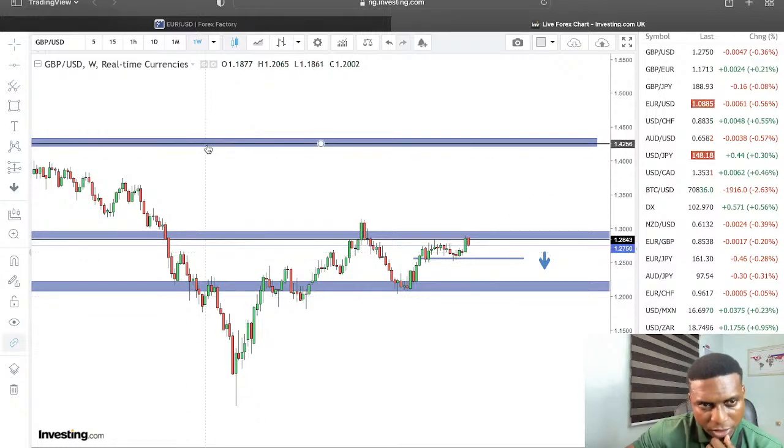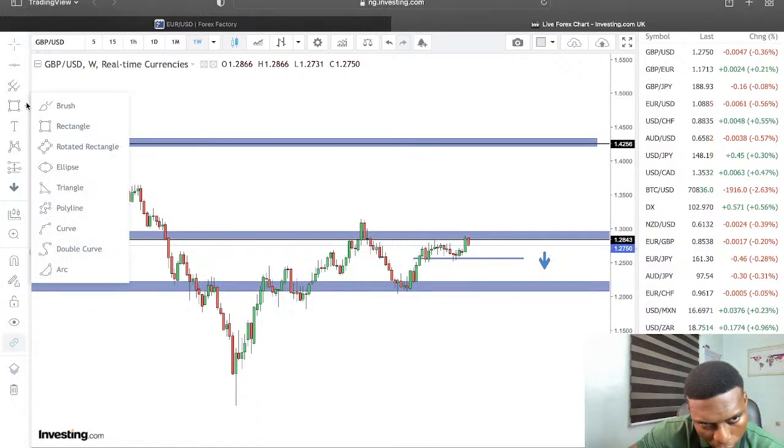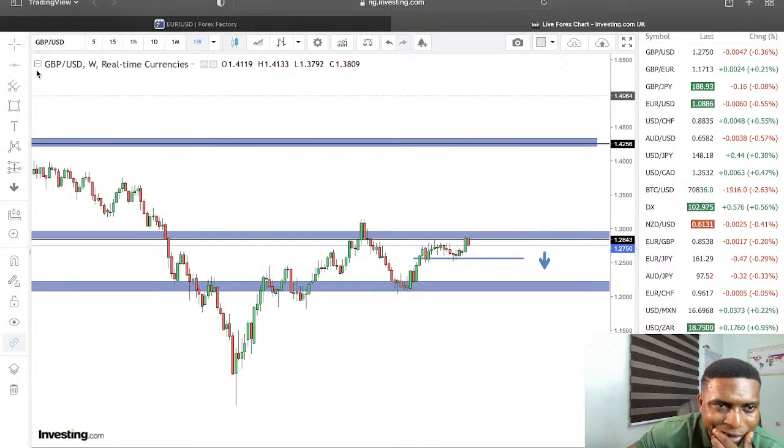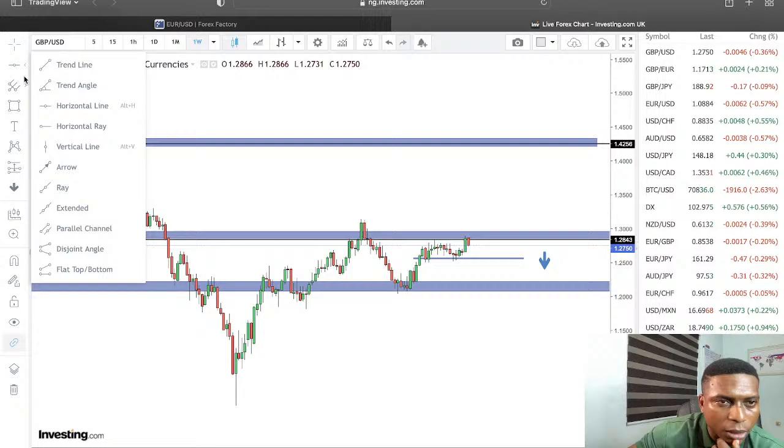Now looking at it from the angle of the ascending and descending triangle. Okay, let's see.